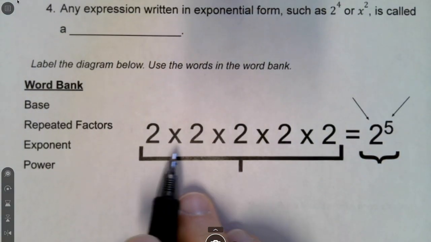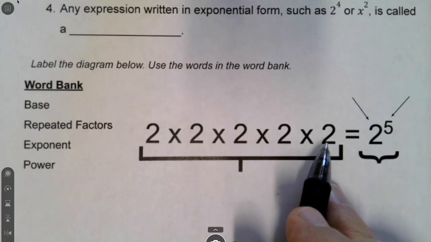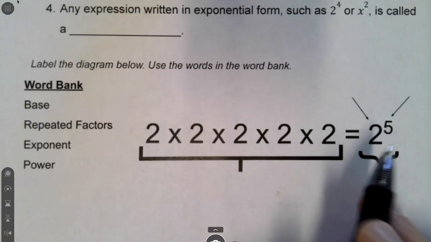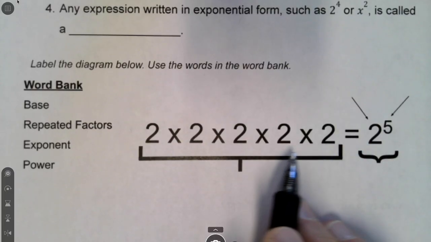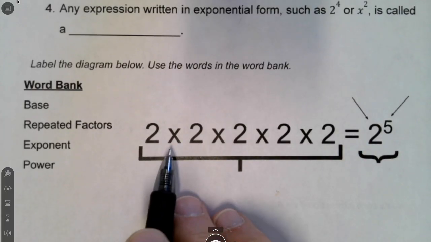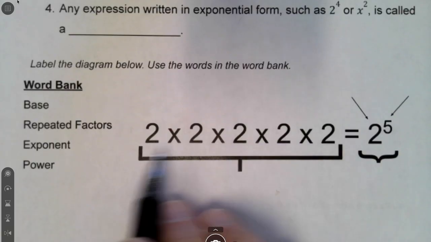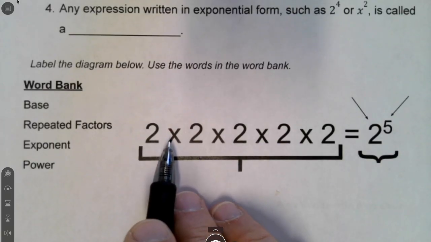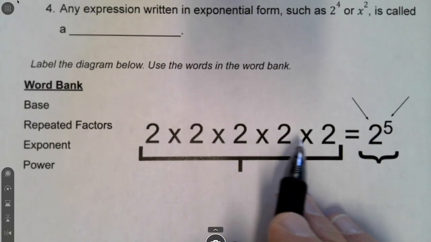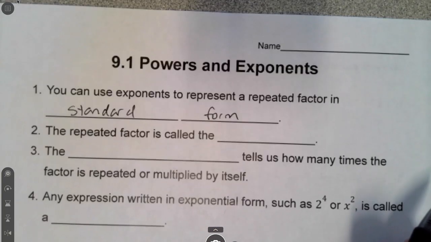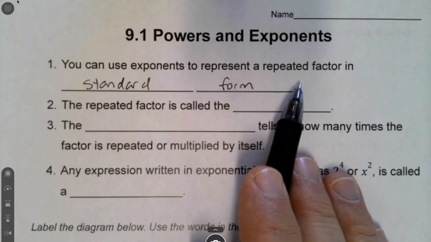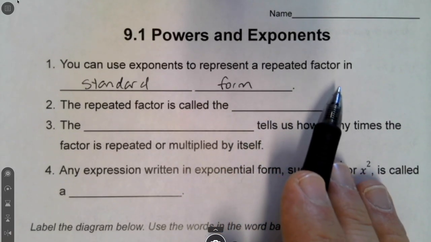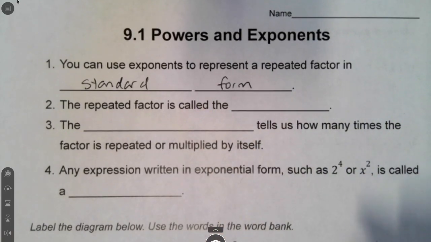let's just look down here. Instead of having to write 2 times 2 times 2 times 2 times 2, you can just say 2 to the 5th. So an exponent is really a shorter way of writing repeated multiplication. Those x's in this case are multiplying, those are not variables. So that's 2 times 2 times 2 times 2 times 2. So exponents are a way to represent a repeated factor, meaning repeated multiplication in standard form.